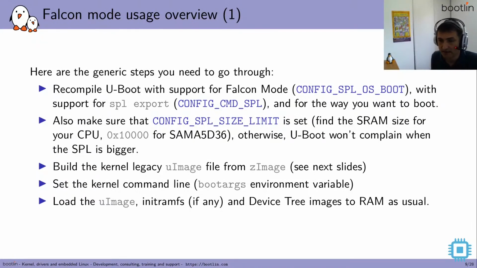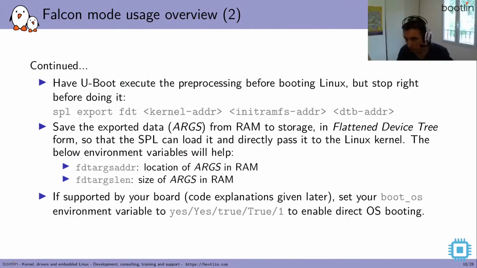Then you build the kernel legacy uImage file from the zImage file. We'll explain how to do that. Set the kernel command line, that's bootargs, and load the uImage, the initramfs if you have one, and the device tree images to RAM as usual.